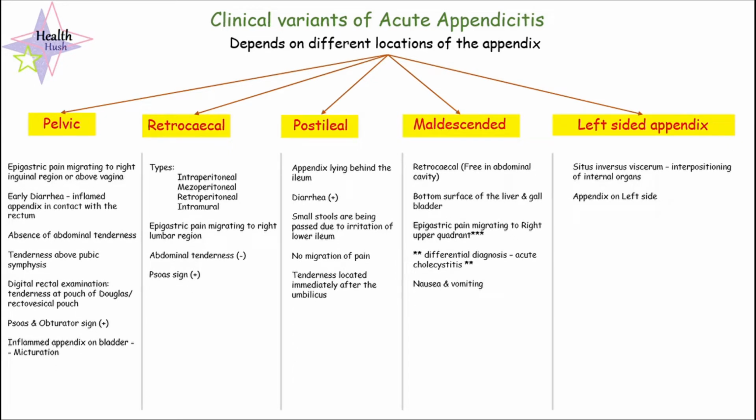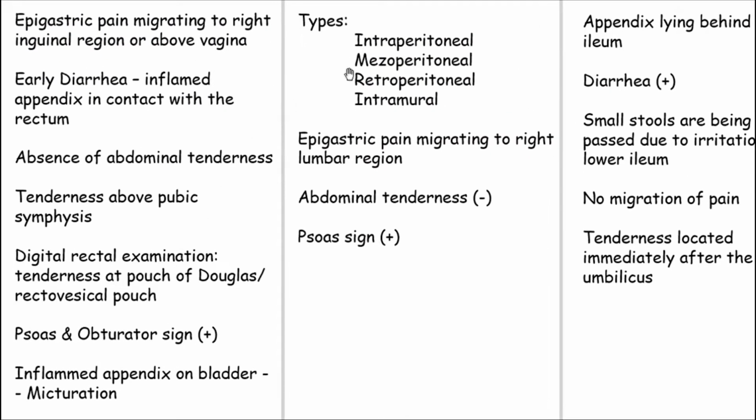If we see the pelvic type, let's zoom in. In these patients, usually the pain starts from the epigastric region and then it migrates to the right inguinal region or to the area above the vagina. These patients can also have early diarrhea, which is due to the inflamed appendix being in contact with the rectum and irritating it.